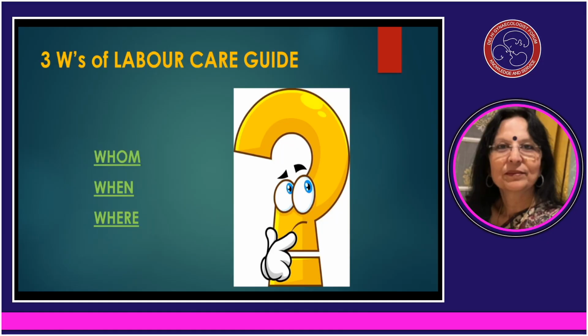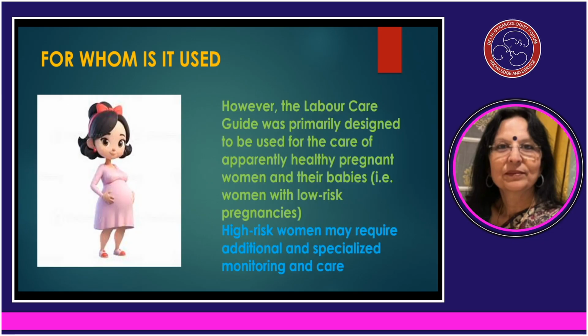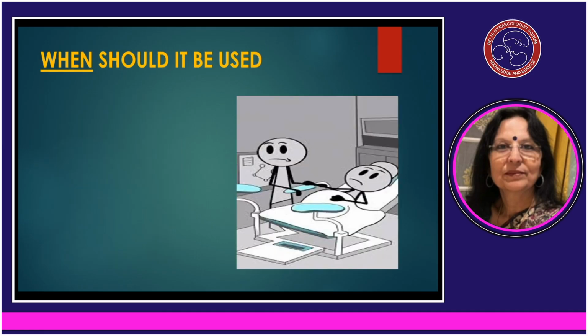So there are three W's of the labor care guide. For whom is it required, when is it required, and where is it required? So number 1, it is used for all pregnant women regardless of their risk status. This partogram was devised for low-risk pregnancies, but now it is being used for all laboring patients. It will be used when the dilatation becomes 5 centimeters and not 4 centimeters as it was previously.